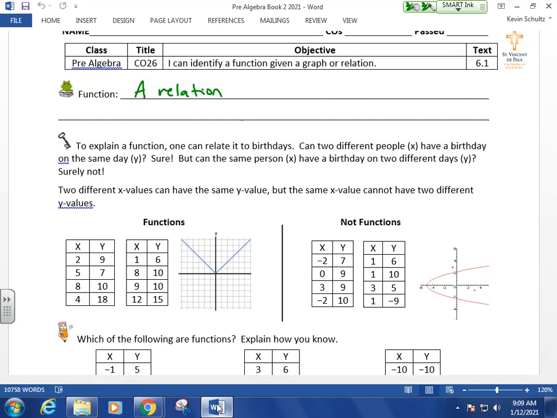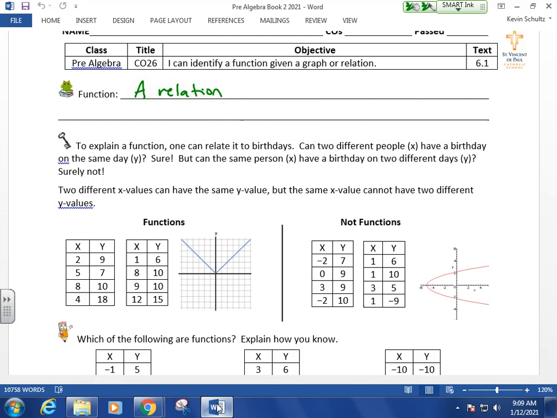What is a relation? Maybe it was CO25, but what is a relation, Aiden? Something that relates to something? Kind of, yeah. It's how an input relates to an output, right? It's basically a collection of ordered pairs, either as a function table or in a graph. But it shows the relationship of those inputs to outputs.